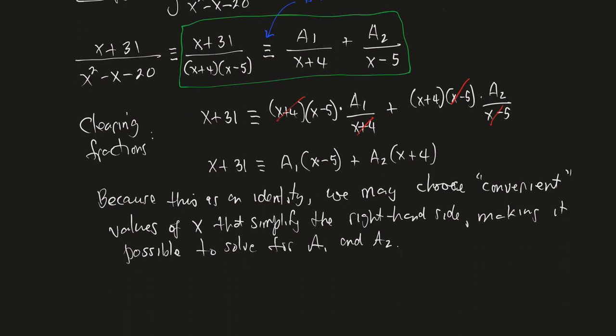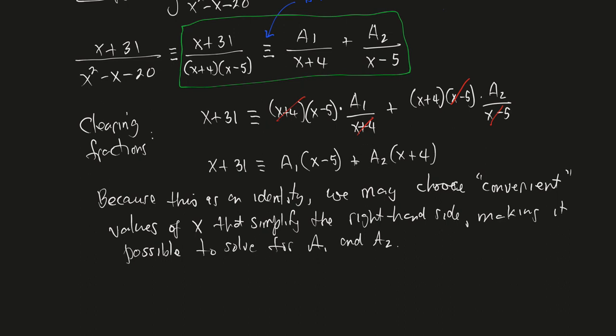So when I look at this, I say, well, you know what? If I let x equal 5, then it will cancel out this term altogether, because I would have 5 minus 5 there. And then I would have an equation or an identity that only has one unknown.